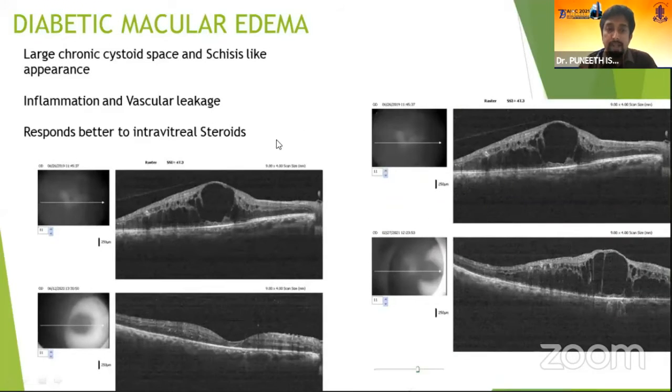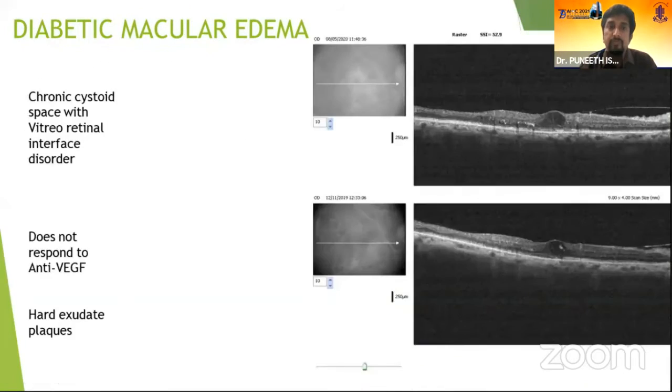So coming to diabetic macular edema, we have mainly intraretinal fluid here in the form of large cysts. In this case, as you can see here, it responds very well to anti-VEGF or steroid injection. In some cases, it does not respond at all and it remains as chronic cystoid spaces. This is mainly because of inflammation and vascular leakage.